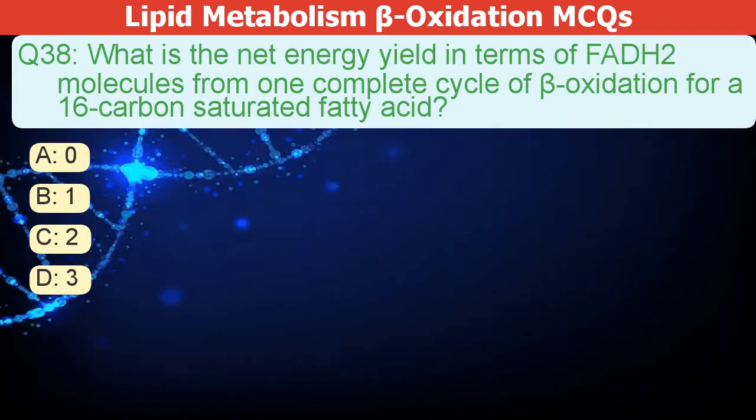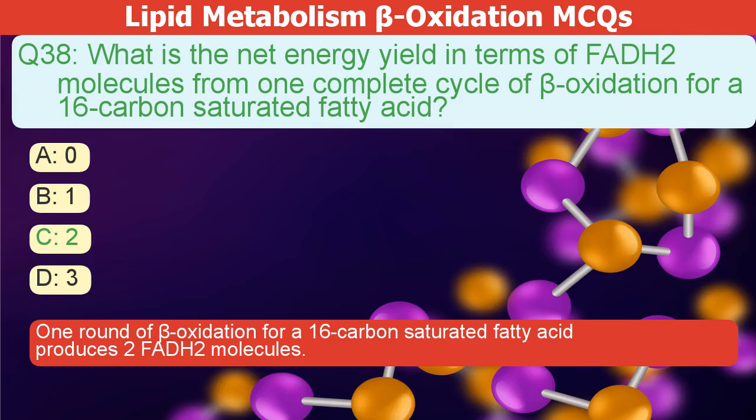What is the net energy yield in FADH2 molecules from one complete beta-oxidation cycle of a 16-carbon saturated fatty acid? A. 0. B. 1. C. 2. D. 3. The correct answer is C. One round of beta-oxidation for a 16-carbon saturated fatty acid produces 2 FADH2 molecules.